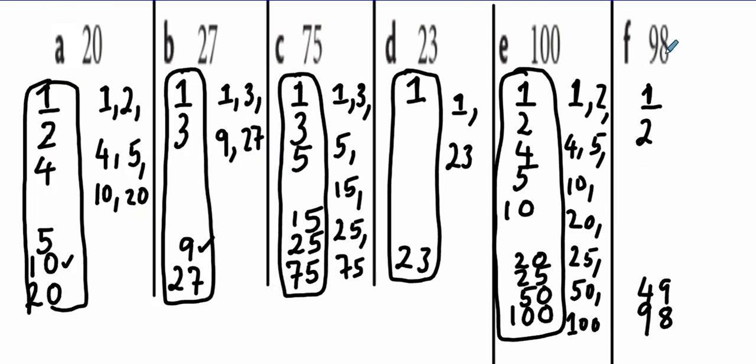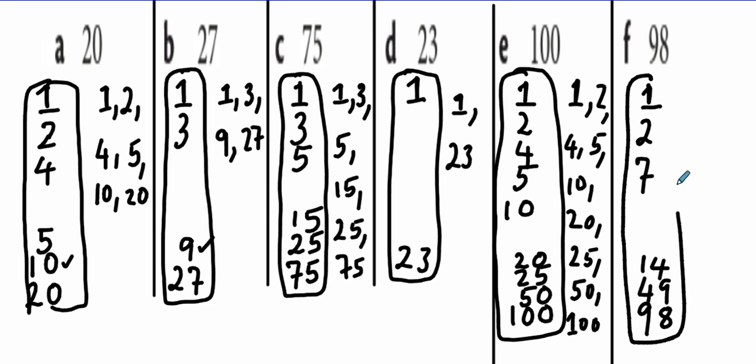So quickly, 98 divided by 7. Yes, this is possible. 98 divided by 7, the answer will be 14. So 14 will also be a factor of 98. Try 8. Nope. Then, yeah, I think these are the only factors of 98.